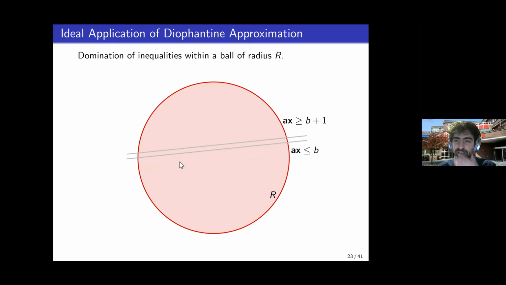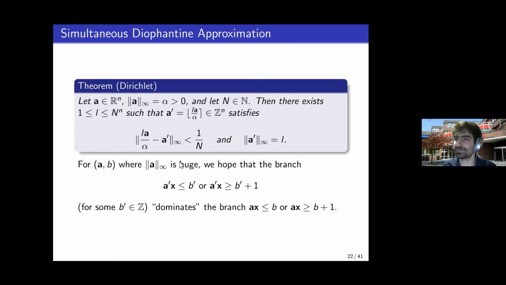So what is the mathematical tool that people use? If I give you a vector and I want to approximate the direction of this vector using an integer vector that's not too huge, this is simultaneous Diophantine approximation, or Dirichlet's theorem, or it has many different names. Essentially it says that you can get quite good approximations of the direction of any vector using a small integer vector. And the formalization that we end up using is written here.